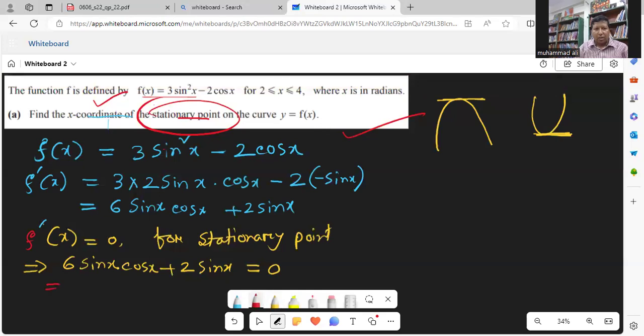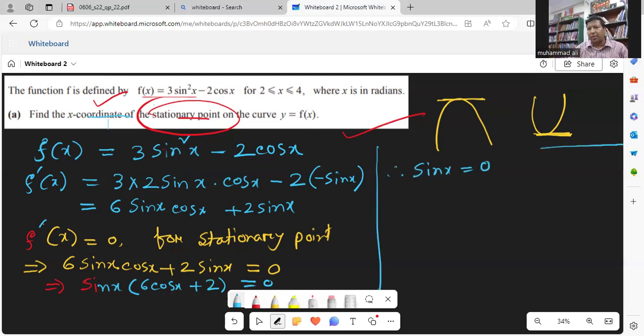Now take 2 sin x common. So it will be sin x (6 cos x + 2) = 0. Therefore, sin x = 0. When you sketch the sine graph, at pi by 2 it is 1, at pi it is 0, at 3 pi by 2 it is minus 1, and at 2 pi it is again 0.